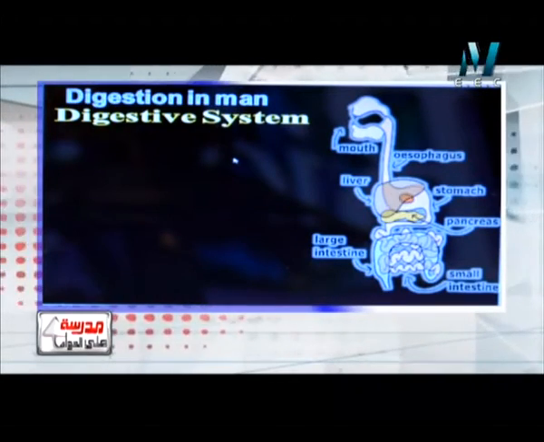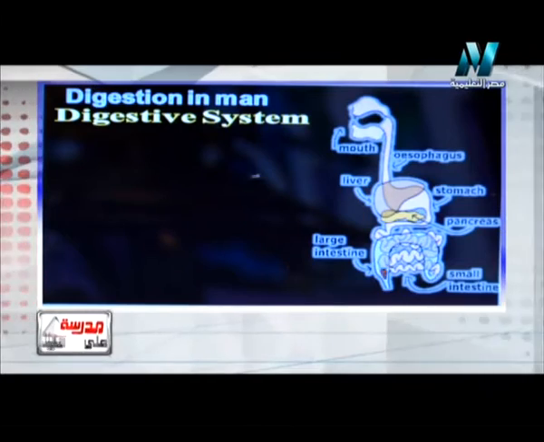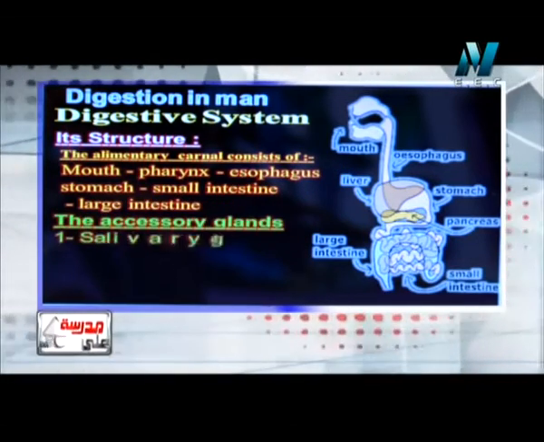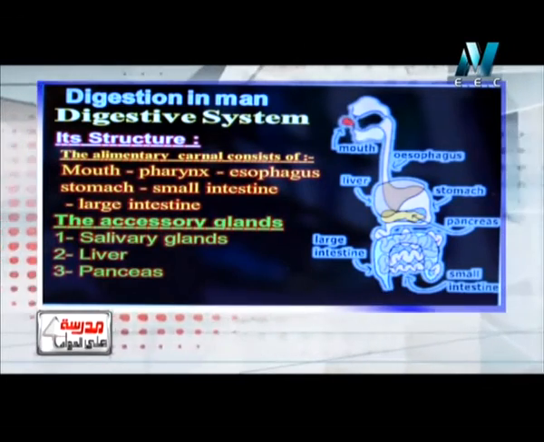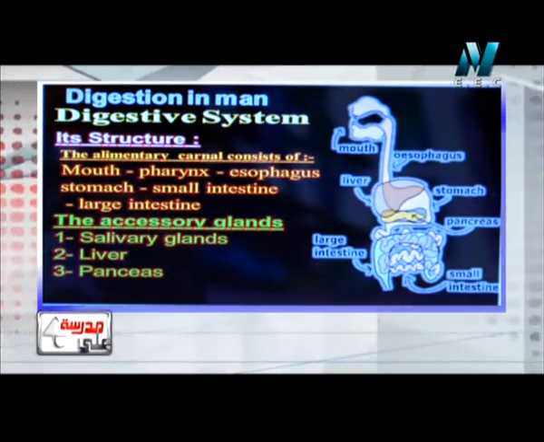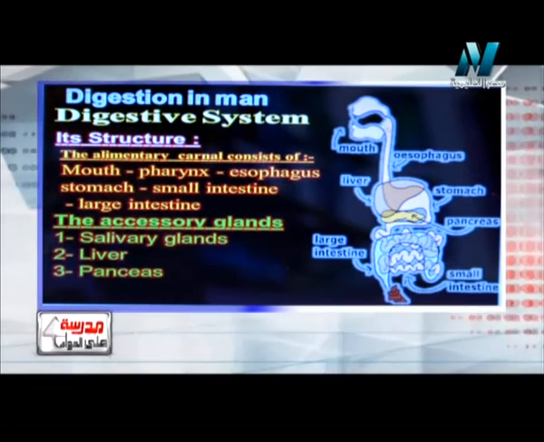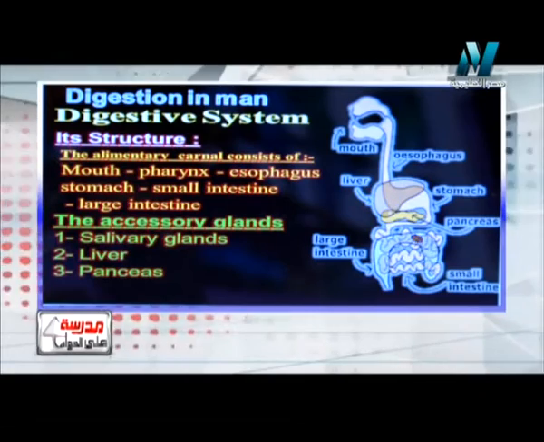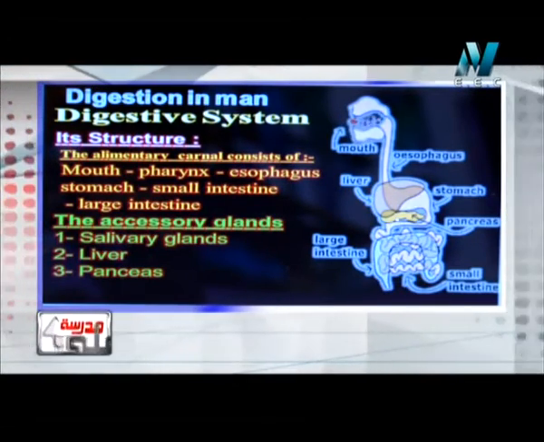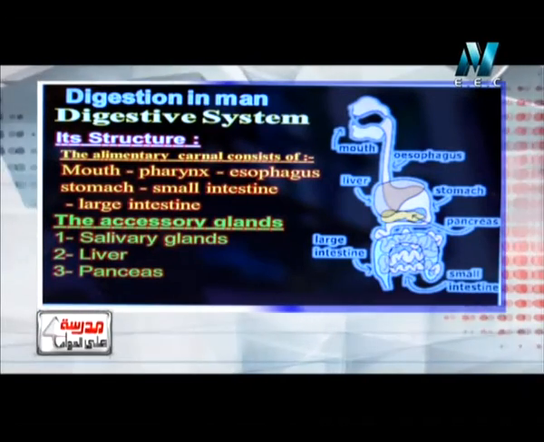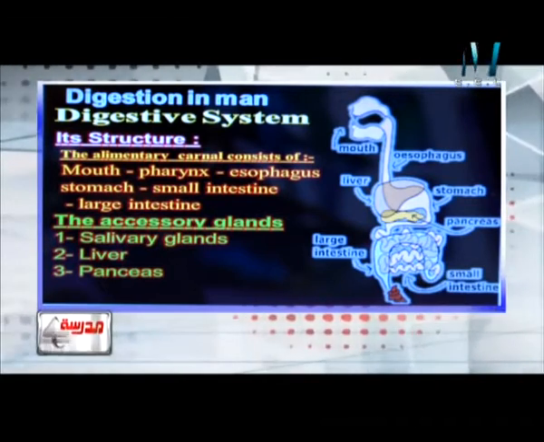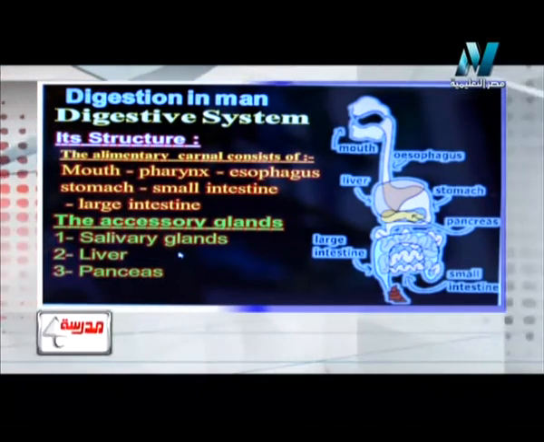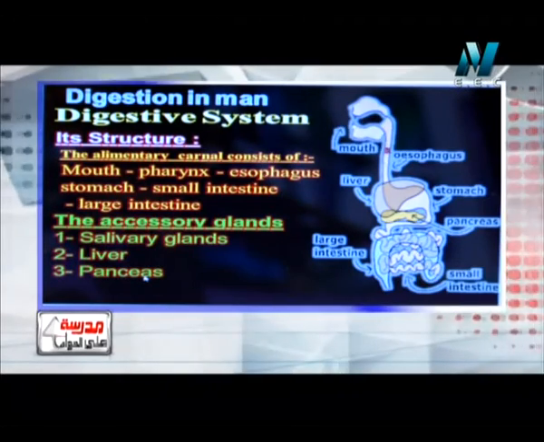When we come to see the digestive system of human beings: the digestive system of human beings starts with the mouth opening. The mouth opening is the beginning of the alimentary canal. The alimentary canal consists of the mouth opening, which leads to the buccal cavity, which leads to the pharynx. The pharynx leads to the esophagus. The esophagus carries the food to the stomach. The stomach leads to the first part of the small intestine, which is called the duodenum, and the rest of the small intestine is the ileum. The small intestine is connected with the large intestine. But the accessory glands of the digestive system are the salivary glands, liver, and pancreas.